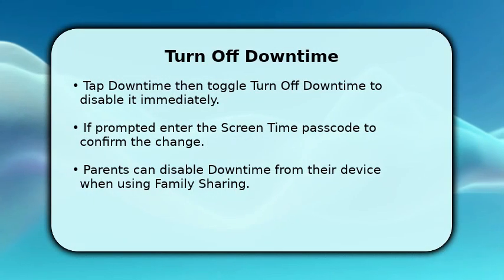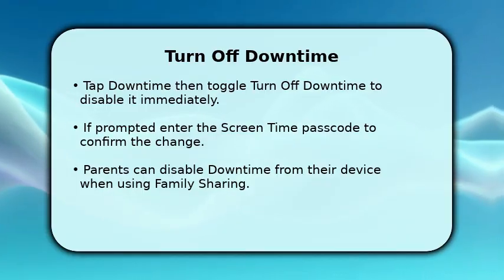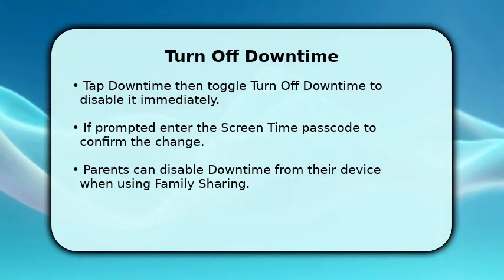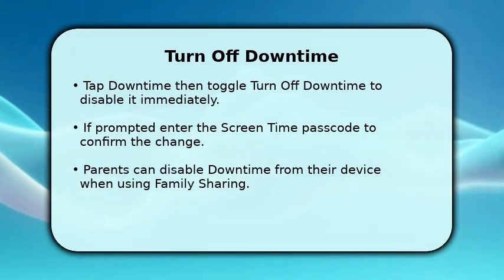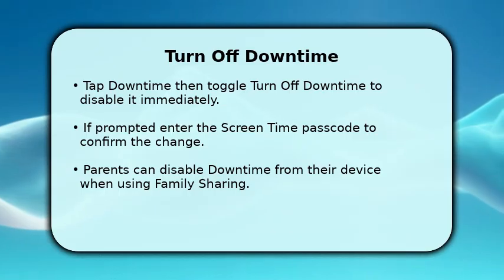Tap Downtime, then toggle Turn Off Downtime to disable it immediately. Confirm the change by entering the Screen Time passcode if the device asks. If the passcode is unknown, select Forgot Passcode and follow the Apple ID prompts. Parents can disable downtime from their device when using Family Sharing and Family Organizer privileges.